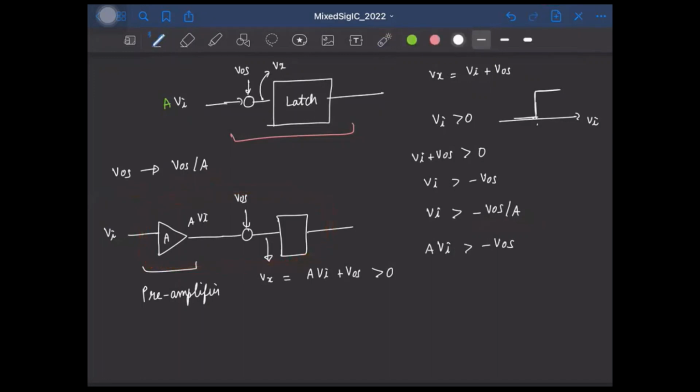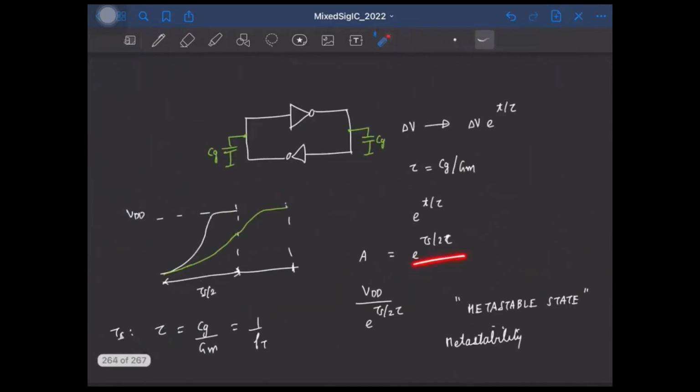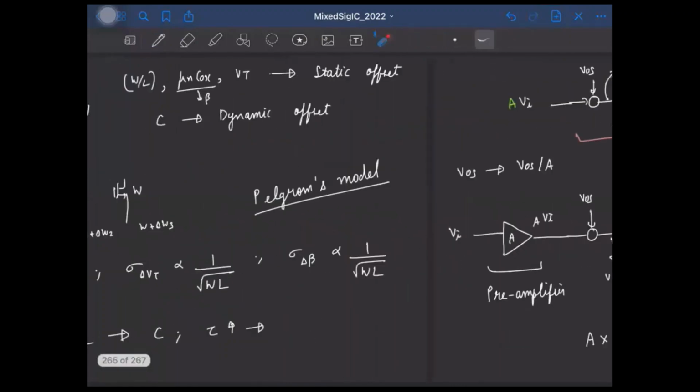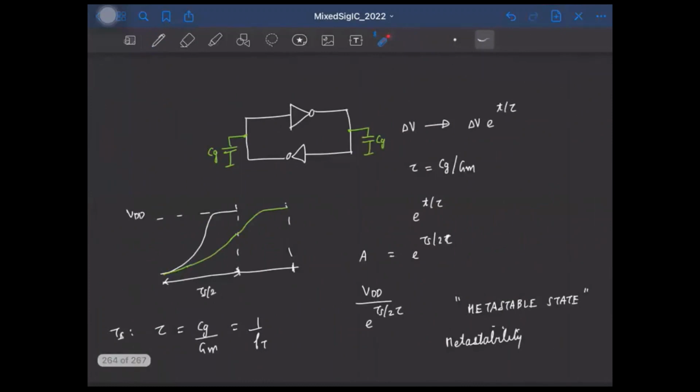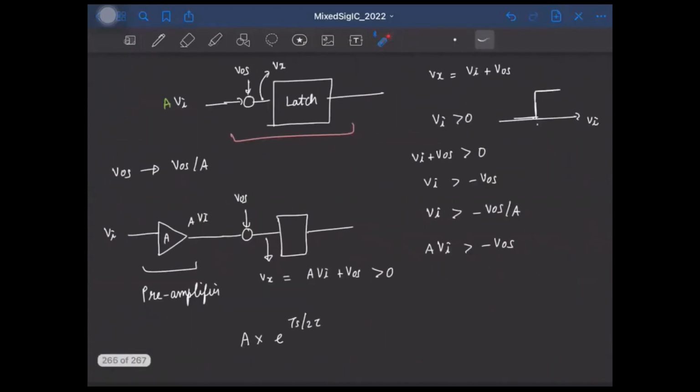Because now the overall gain is the gain of the amplifier, that is A, times the gain of the regenerative latch we had, that is this fellow, right? So now the overall gain is A times e power ts by 2 tau. And as we saw earlier, to reduce the effect of metastability, we need to reduce the gain of the latch, right? So now since we have the preamplifier, the overall gain is also increased. So this will also help in combating the effect of metastability.